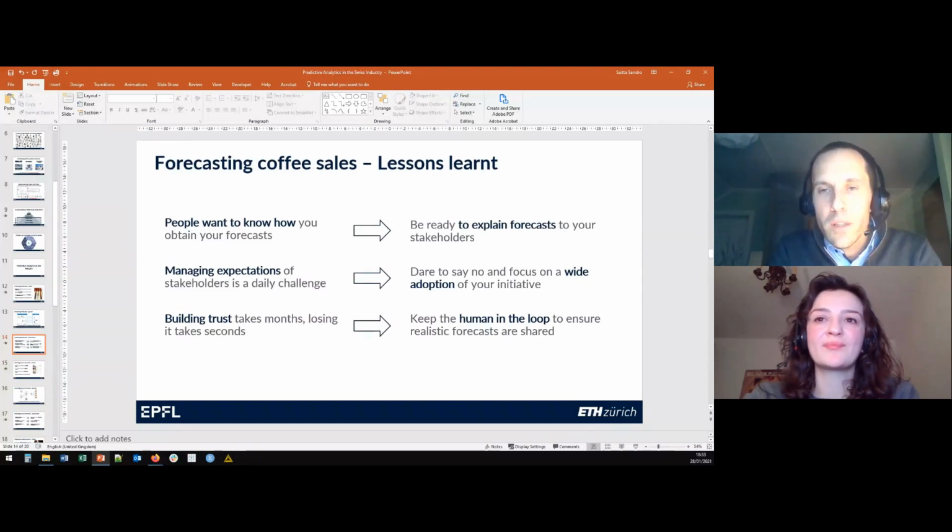So no, we didn't use neural network in that case. So we used simple time series model, which again were working really well. So we didn't have to go further than that for the data that we had in this case.